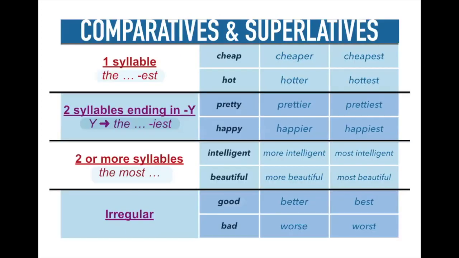And here's a chart that includes the three. So here's the normal adjective, this line over here, and then we have the comparative, and finally we have the superlative, okay?